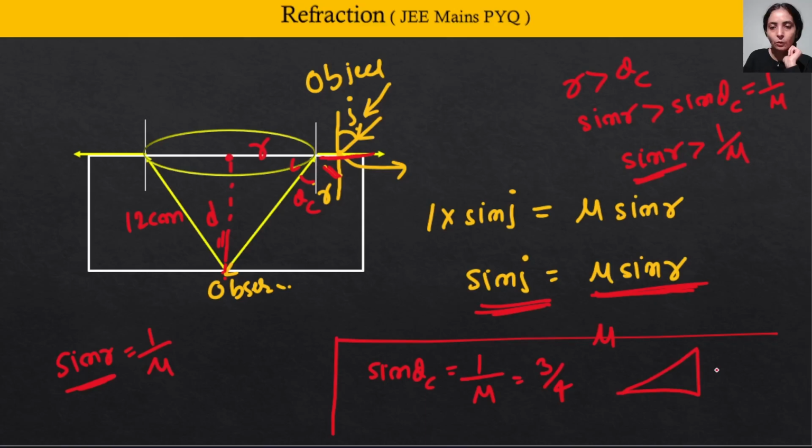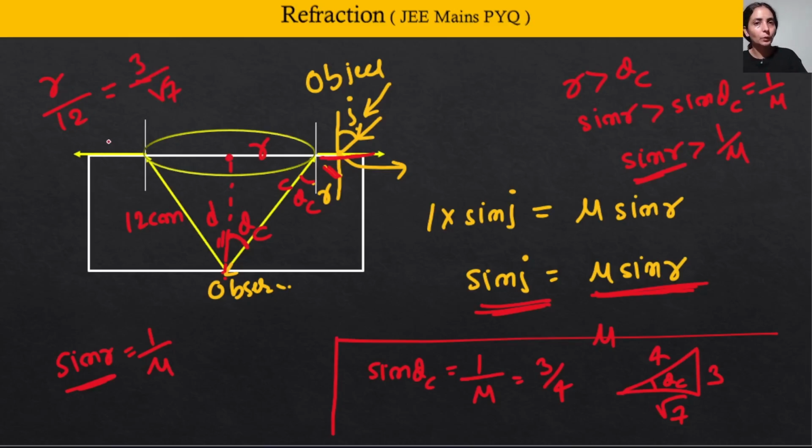अब आप ऐसे triangle बना लो. This is 3, this is 4, this will become root 7. ठीक है? So this angle is theta c. R by d, that is 12 centimeter, is equal to how much? Sorry, this angle is theta c, right? So if this angle is theta c, this is your theta c from the alternate angle. ठीक है, so r by d if you do, you will be getting what? This is tan theta c. So tan theta c यहाँ से देखो, this is theta c, this will be 3 by root 7. ठीक है, so r will be equal to 36 by root 7.